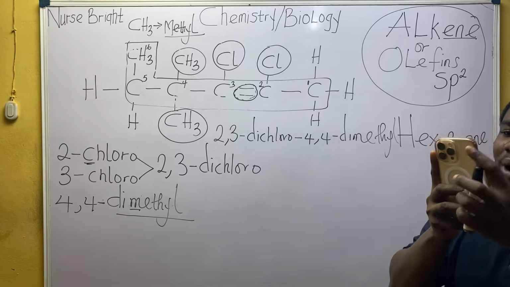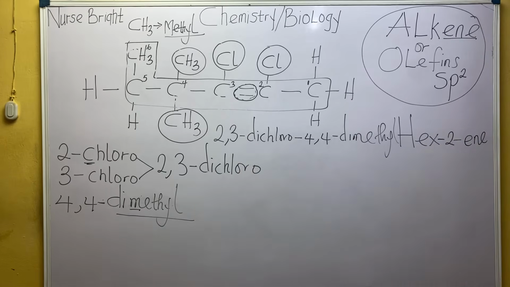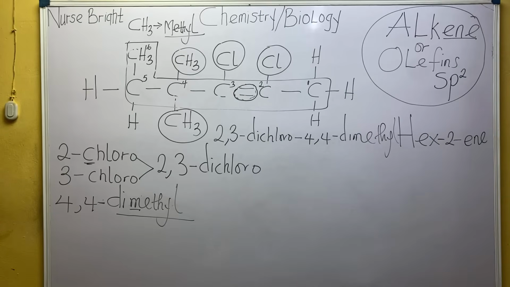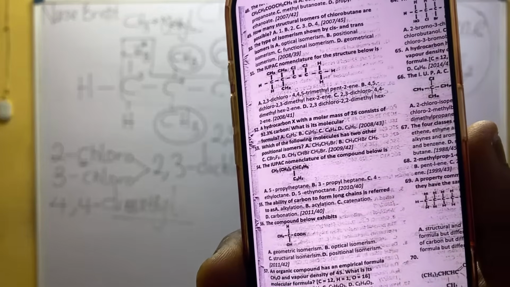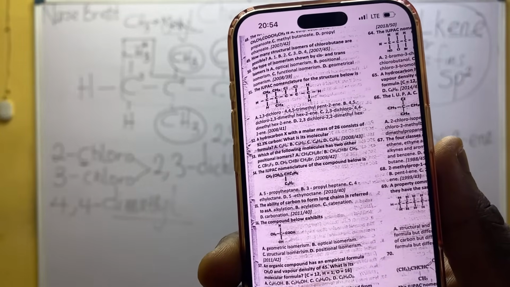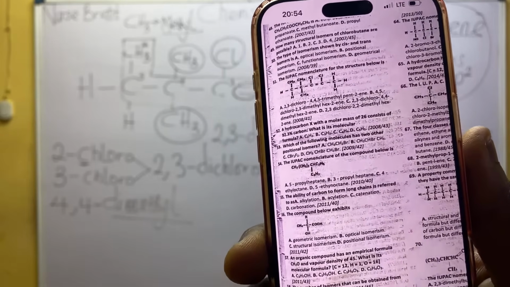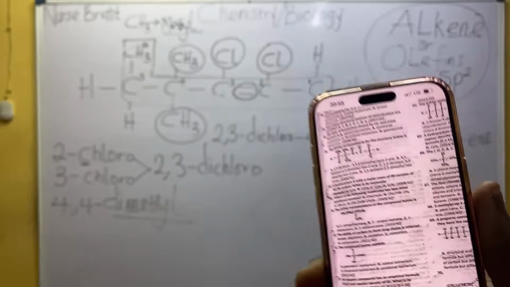Alright, let's look at the past question. Look at the answer. You can see here, question number 51. You guys should look at it. Question 51, option what? Let's look at the options. Option C is the answer: 2,3-dichloro-4,4-dimethylhex-2-ene. Option C. Are you seeing it? You can see that all these things are really not hard.